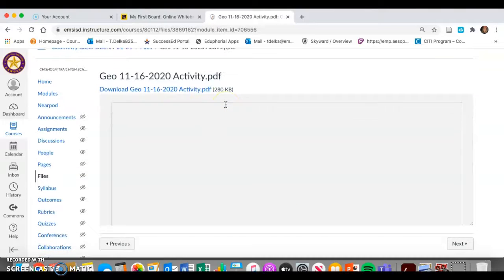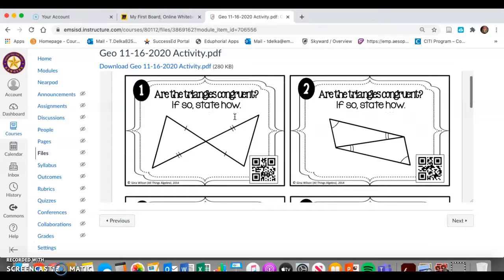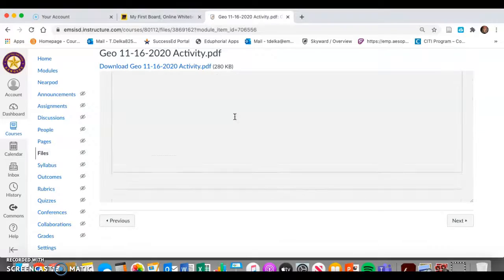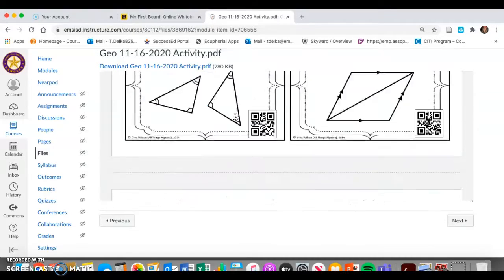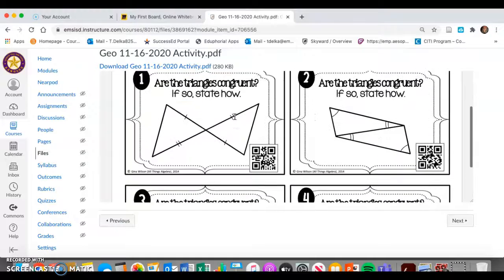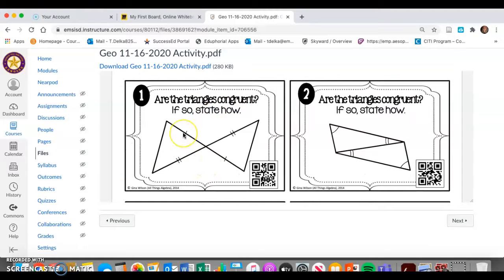So on a piece of paper, an answer document, the next page is going to look like that actually, you're going to number your paper 1 through 24, okay? And for each of these, you're going to tell me, are the triangles congruent? If so, state how. So this right here, side, angle, because these two share a vertex, and then another side, so it'd be SAS.